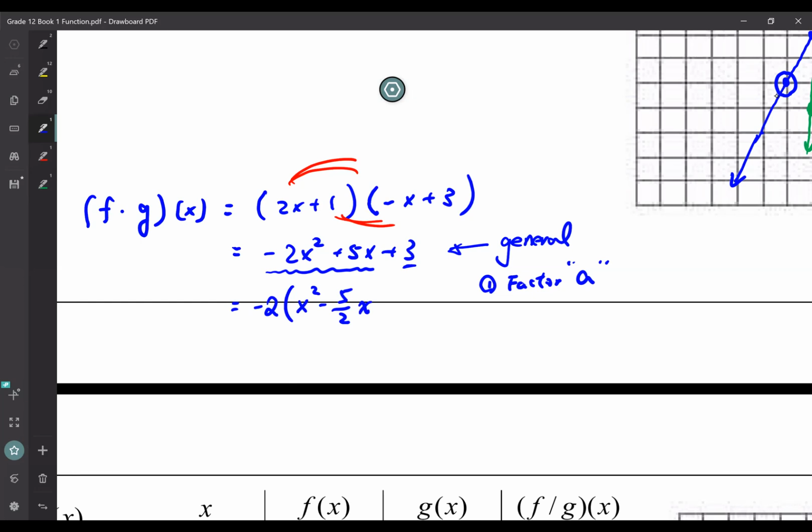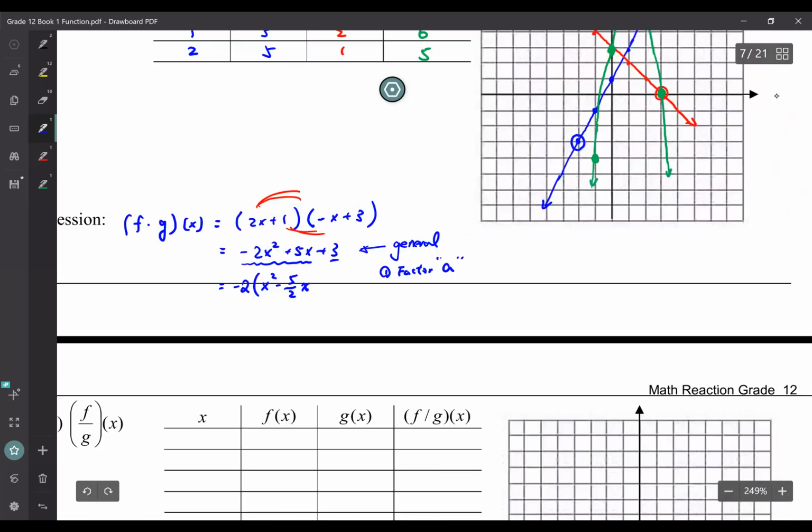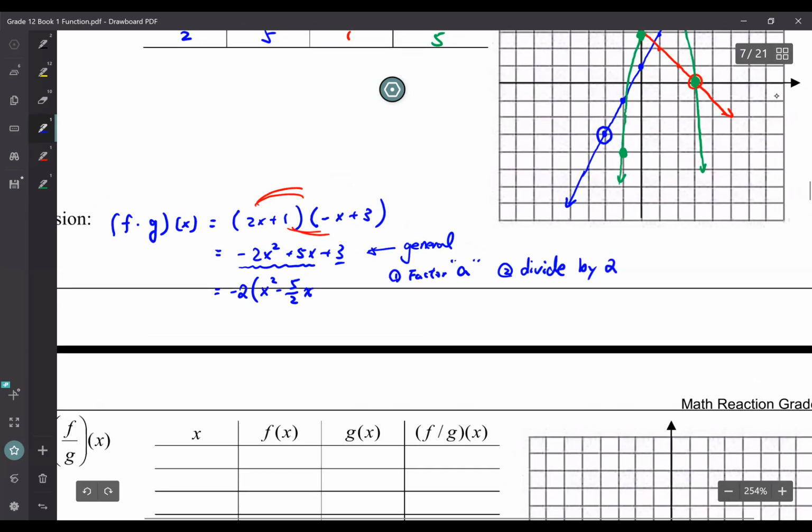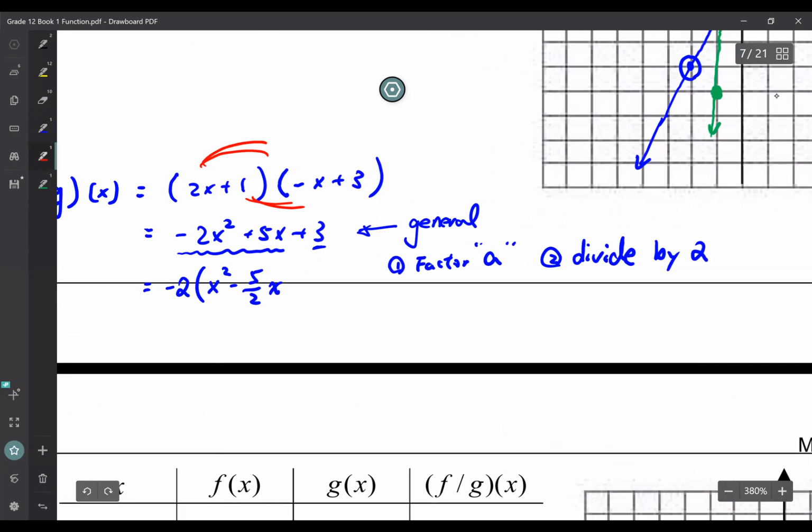Step 2 is to divide the middle term by 2. So the middle term right now we have is 5/2. You take this number divided by 2. So 5/2 divided by 2.